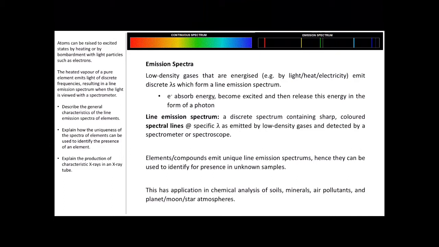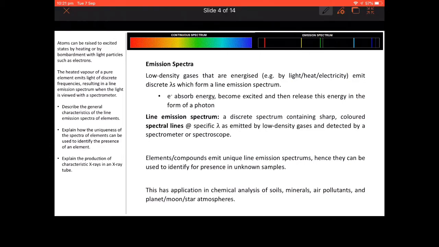In the production of an emission spectrum, electrons will absorb energy, they become excited, and then they'll release this energy shortly afterwards in the form of a photon, and it's the frequency of the released photons that correspond with the lines in the emission spectrum.